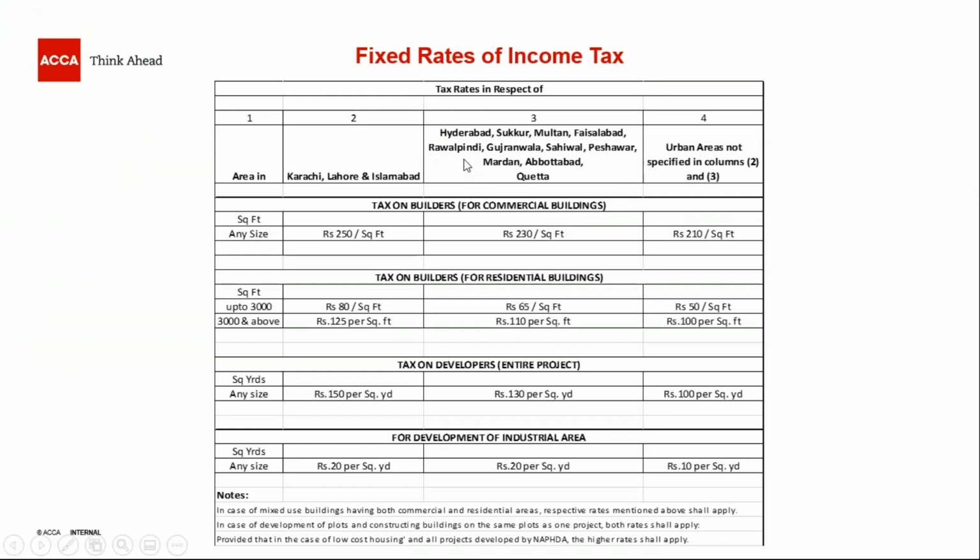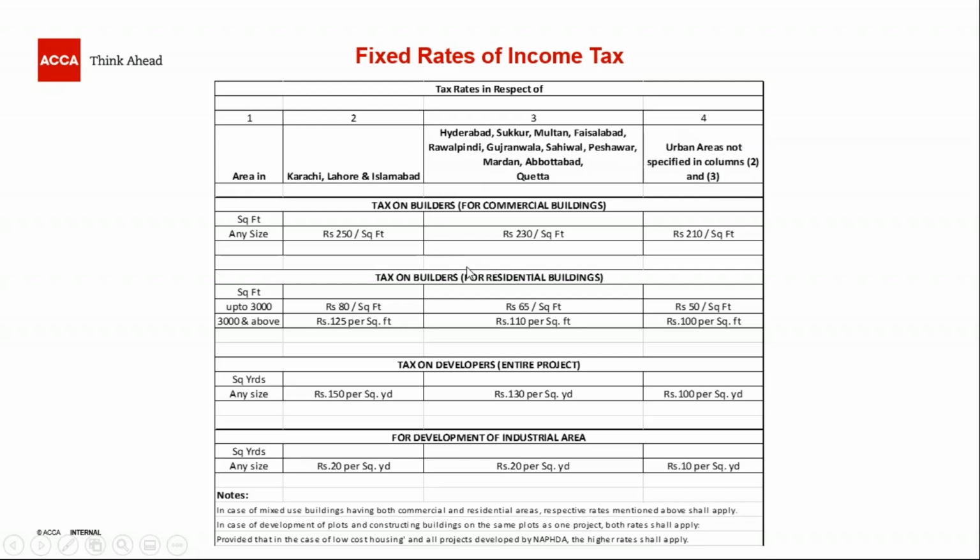Anyway, you have 4 columns. The first column refers to the area. The next two columns refer to the major cities in Pakistan. Column 2 is Karachi, Lahore, and Islamabad, and column 3 is Hyderabad, Sukkur, Multan, Faisalabad, Rawalpindi, Gujranwala, Sahiwal, Peshawar, Mardan, Abbottabad, and Quetta. And column 4 is urban areas not specified in columns 2 and 3.